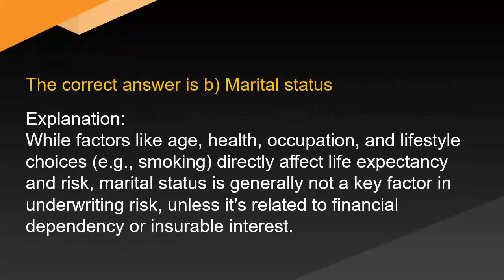The correct answer is B. Marital status. Explanation. While factors like age, health, occupation, and lifestyle choices, e.g., smoking, directly affect life expectancy and risk, marital status is generally not a key factor in underwriting risk unless it's related to financial dependency or insurable interest.